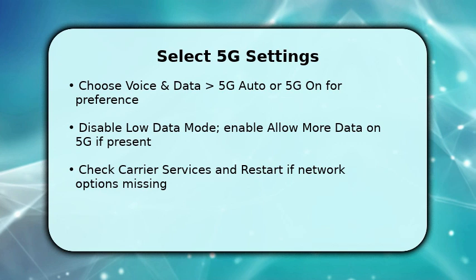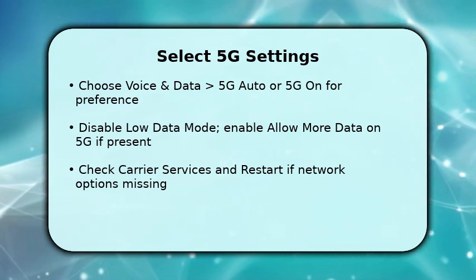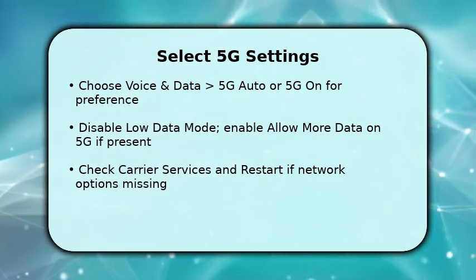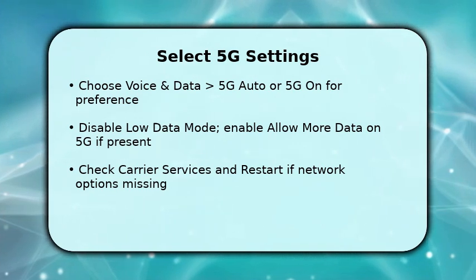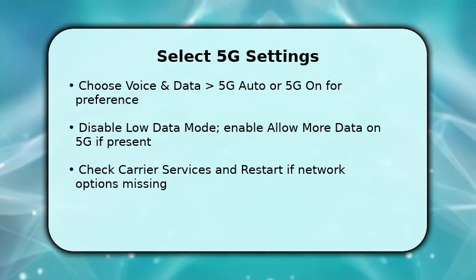If settings are grayed out, go back to Cellular and verify the correct SIM profile is active. Then restart the phone so carrier provisioning completes and the radio registers.